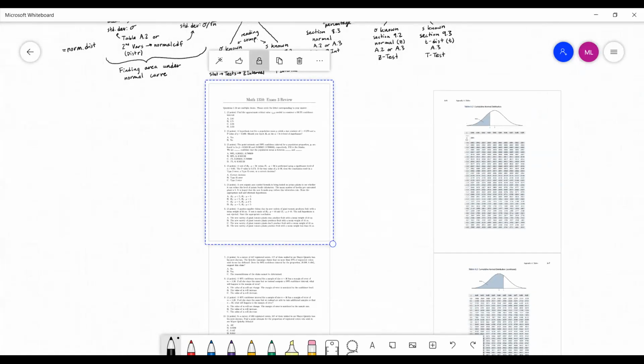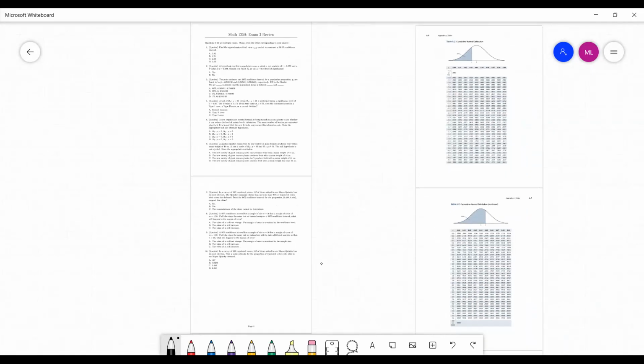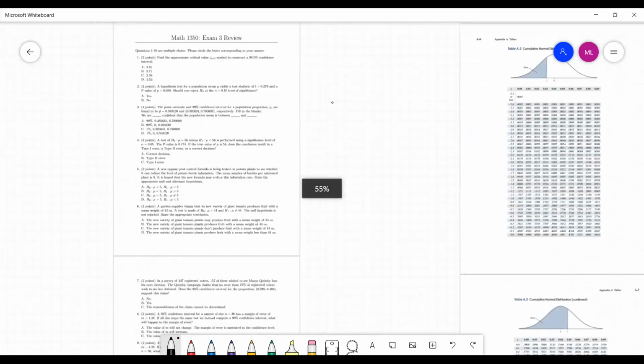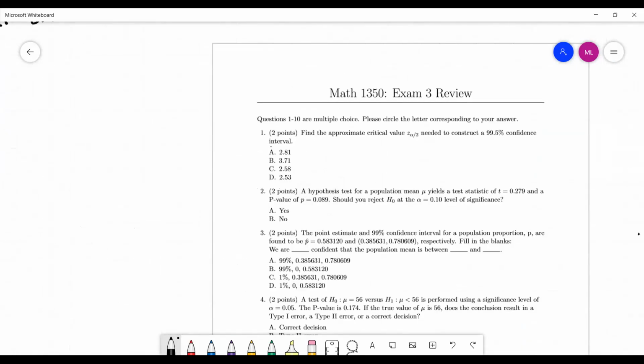Give me just a moment. Here, let me lock that in place and maybe it'll stop acting so weird. Okay, see if that fixes it. Okay, sorry. So 2.81, answer A. There we go.